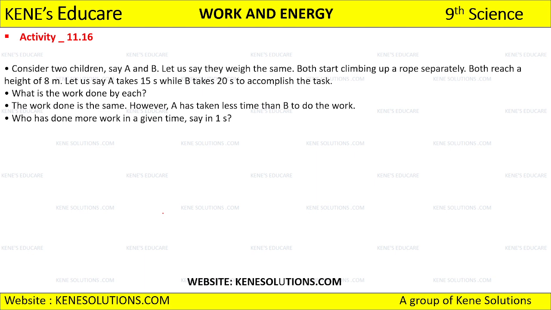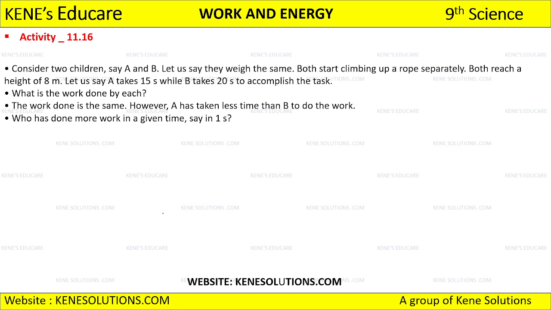Now we'll calculate the same way for child B. mgh. Mass is going to be the same 25, g is going to be the same 10, right? So you have to calculate that. Work done by both children is the same. When you calculate it using the formula mgh, you will get the same answer, that is 2000 joule.